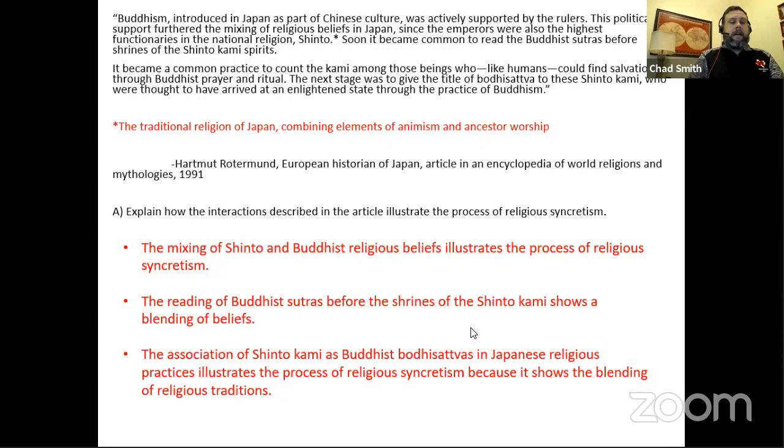Another potential answer here is that the association of Shinto kami as a Buddhist bodhisattva in Japanese religion shows the process of religious syncretism. Just a reminder, if you forgot what a bodhisattva is, bodhisattvas are a part of the way that Buddhism changed over time, especially as it traveled along the Silk Roads with merchants and became very popular in China during a time of political chaos. The idea of the bodhisattva is that an individual would achieve enlightenment or perfection, and they would be able to free themselves from the cycle of reincarnation. However, they would choose to remain living on Earth as a personal sacrifice in order to help other individuals toward the end of reincarnation, toward freedom from that cycle, known in Buddhism as nirvana.